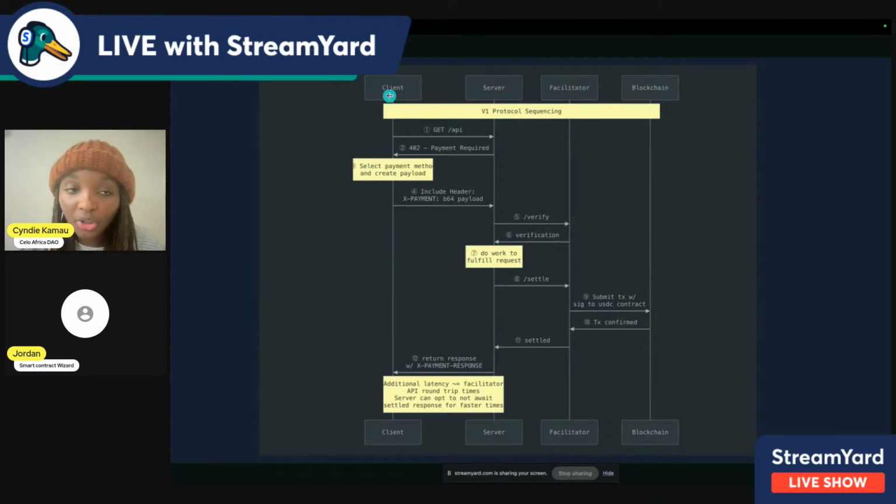So back to our coffee shop, always remember the client is you, the server is the barista, the facilitator is the card reader that processes the payment. The blockchain is your bank, right? So you request a coffee, they tell you, okay, pay by card. Here is my card. Okay, send the card to the card machine. The card machine is working. Okay, let me start making coffee. The card machine balances everything out and prints a receipt. Once it prints a receipt, the barista is like, okay, here's your coffee and your receipt, right? So just a bunch of requests and responses.